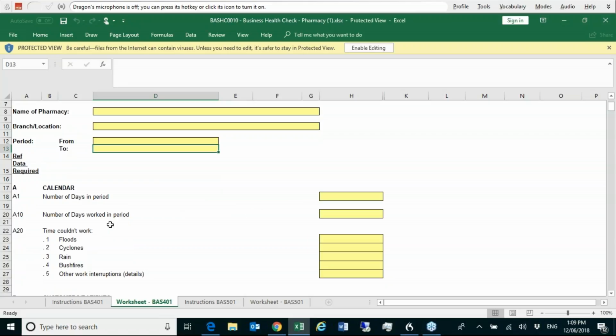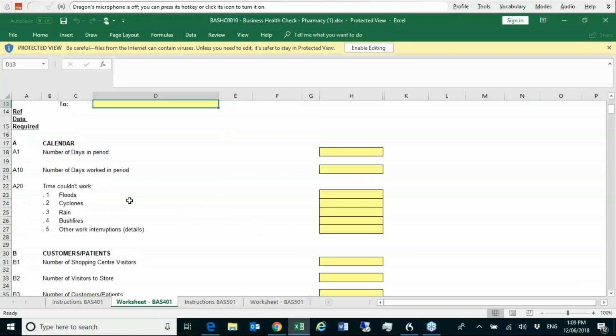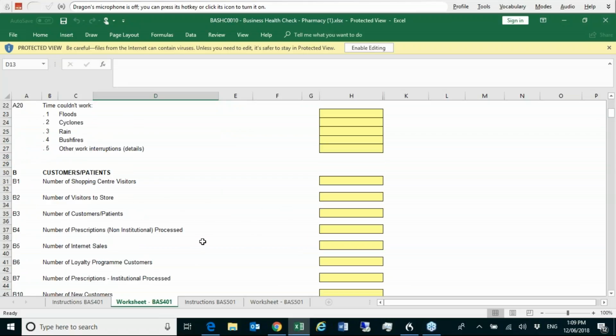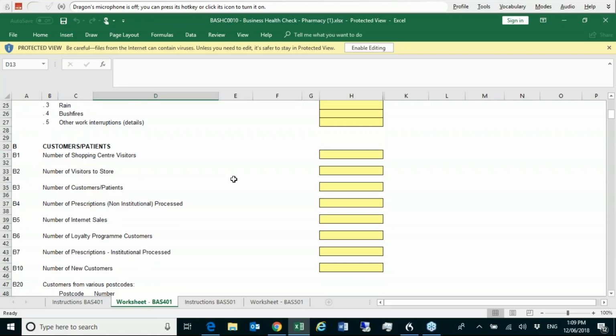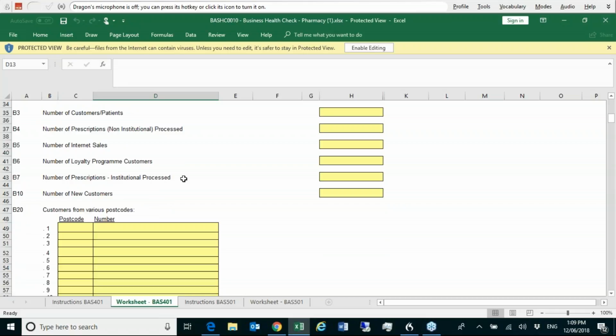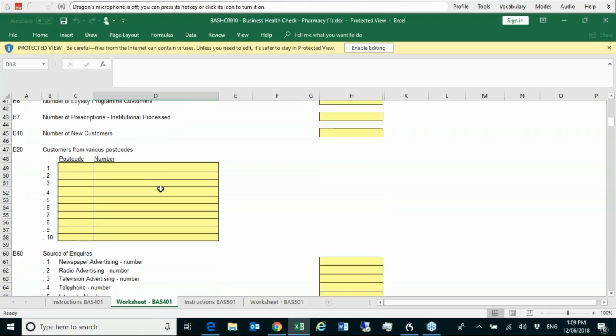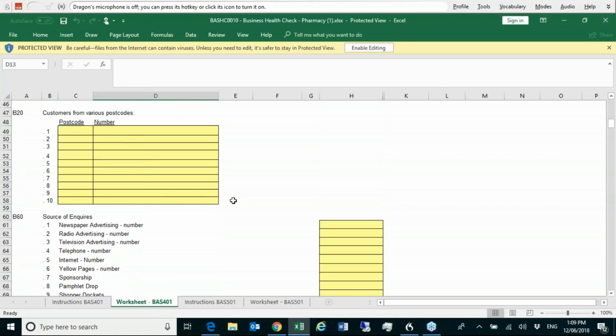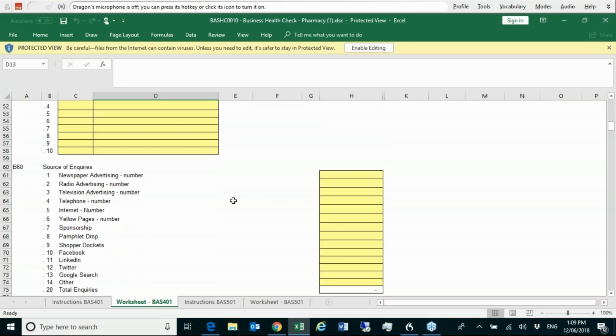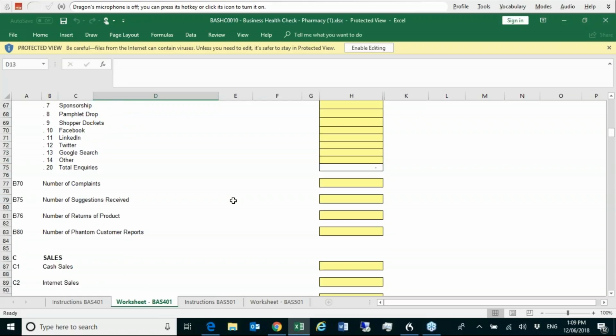So the number of days in the period, number of days time couldn't work, and we've given some reasons there. Customer or patient information. Where they're from, which postcodes, what sources of inquiries were recorded. So this package does require the client to be keeping some records.